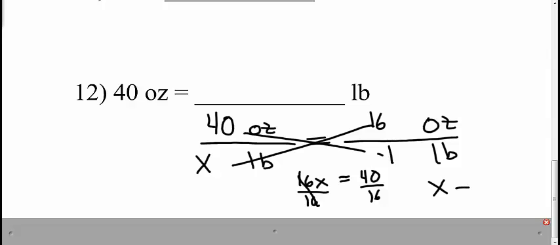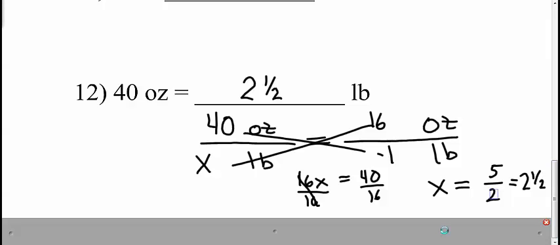we get x is equal to 8 goes into both of those, 5 over 2, dividing both by 8. And 5 over 2, we would not leave it that way because that's an improper fraction. So 5 halves is the same as 2 and 1/2. So the answer is 2 and 1/2 pounds. And again, since it's in the household system, we prefer fractions over decimals. If it was in the metric system, then we would like our answer written in decimal form instead of fractional form.